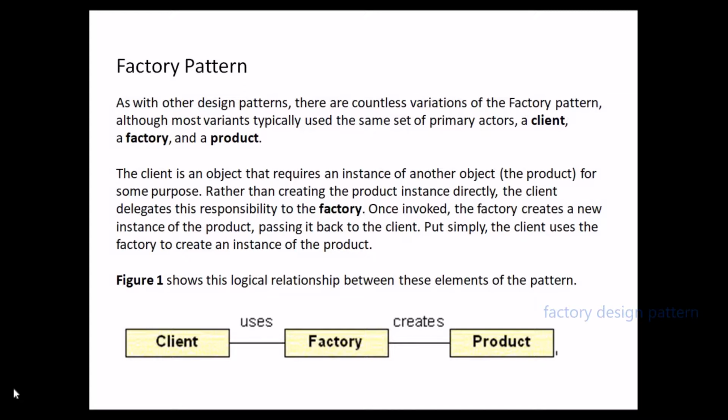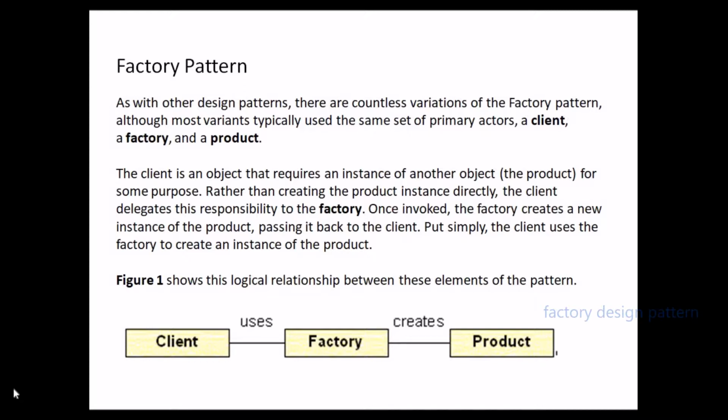Today I am going to talk about the factory design pattern. This comes under the creational patterns. So the main aim of this pattern is, normally the client is going to create the objects of another object for some other purpose rather than directly creating the instance of products. The client delegates that responsibility to the factory. So once it is invoked, the factory creates a new instance of that product and passes it back to the client.